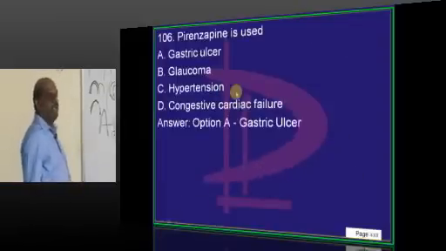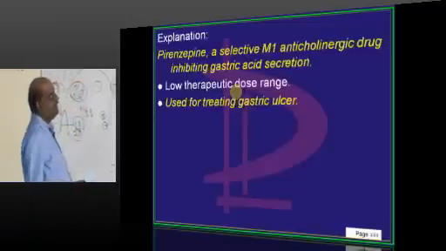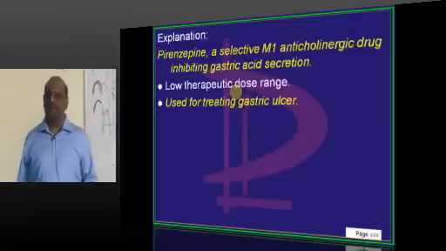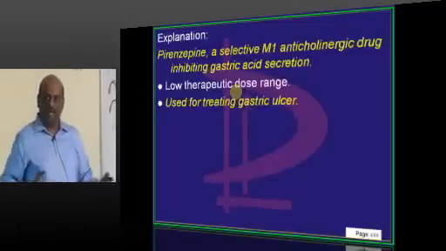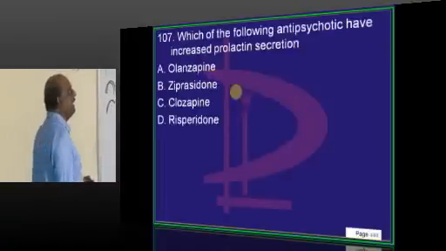Pirenzepine decreases the acid formation. So that's the reason it is used. It is a selective anticholinergic drug. Acetylcholine stimulates acid, anticholinergic decreases acid. That's how it is an M1 anticholinergic drug.